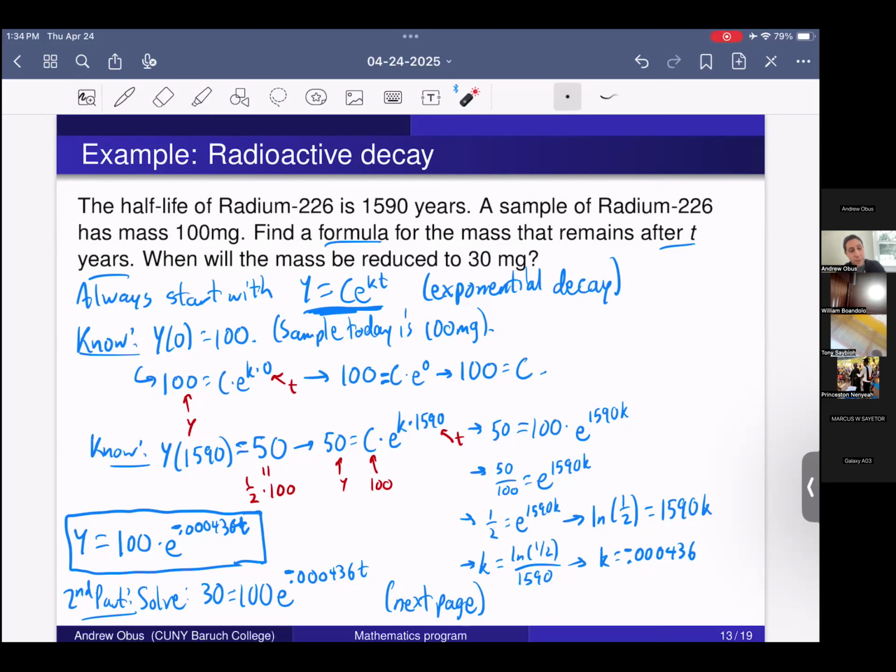So that means the value now is negative 0.000436. That's the value of K. That's the relative decay factor.